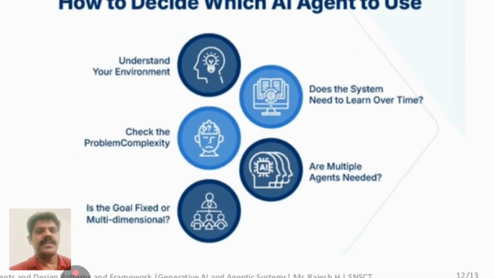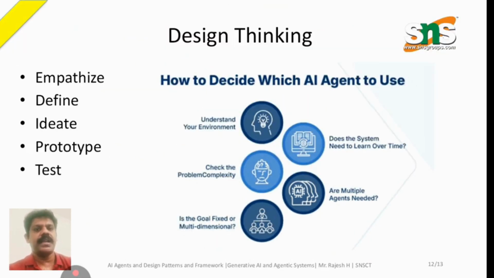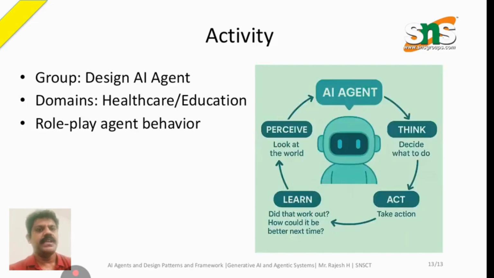We need to understand the situation, the subject it belongs to, and how the system needs to learn over a period of time. We also have to check the problems and the complexity level. Do we require a single agent or multiple agents to solve these issues? Is the goal fixed for a specific time, or is it dynamic and multi-dimensional? These things are analyzed in the definition stage and ideation stage.